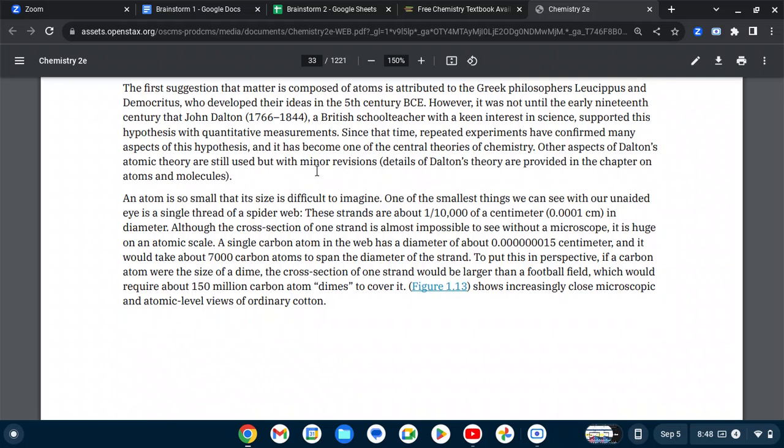That's so crazy. To put this in perspective, if a carbon atom were the size of a dime, the cross-section of one strand would be larger than a football field, which would require about 150 million carbon atom dimes to cover it. This shows increasingly close microscopic and atomic level views of ordinary cotton.